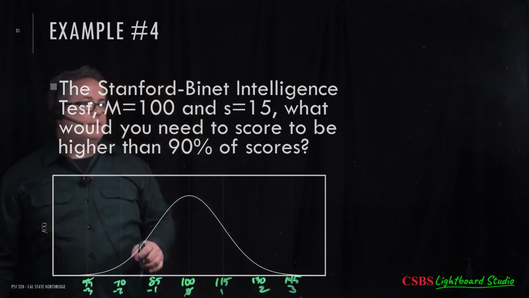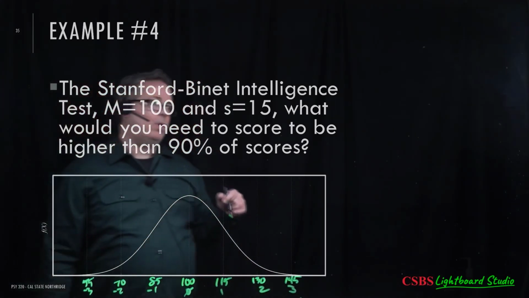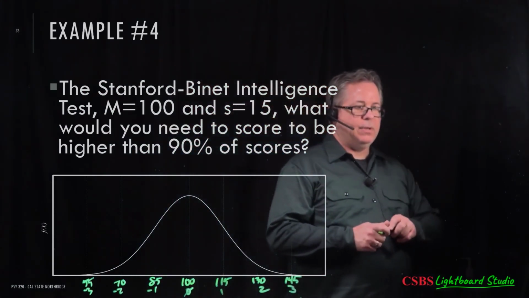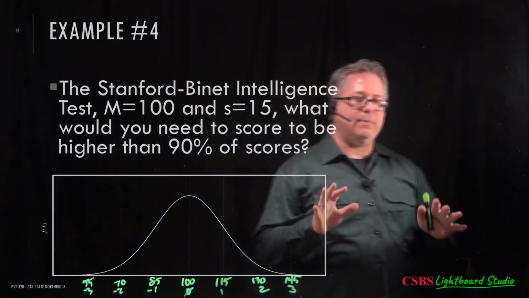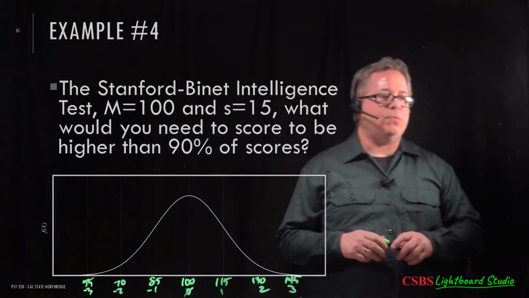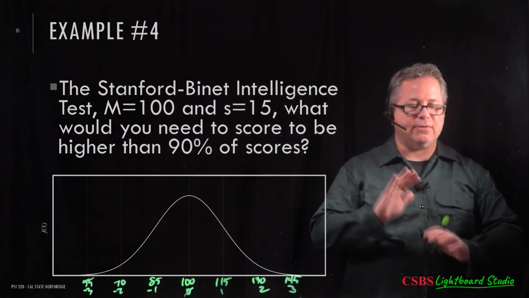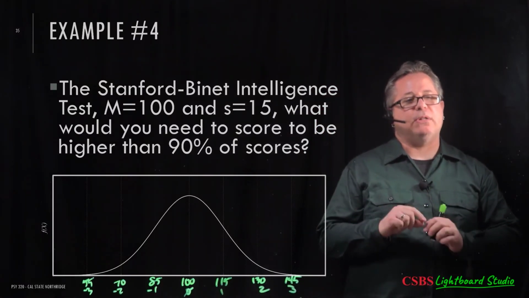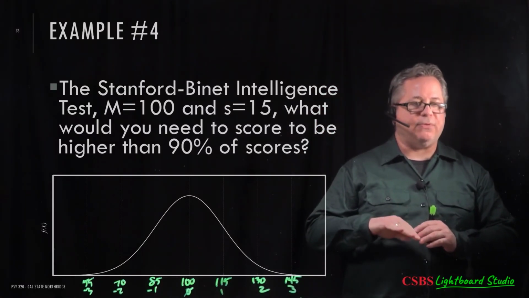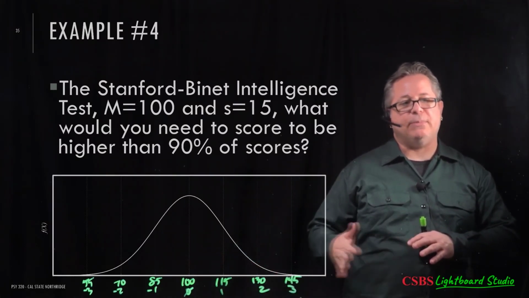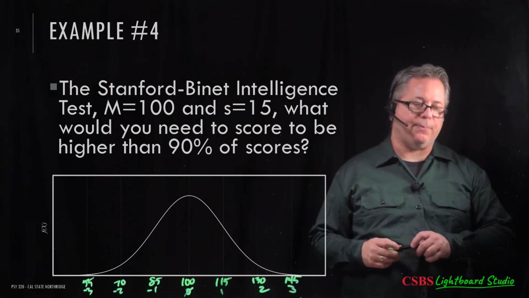Okay, so this one's a little bit different. What would you need to score to be higher than 90% of scores? So, let's take a little interpretation. Another way of phrasing this: what score would you need if you wanted 90% of scores below you? What score do you need to have for there to be 90% of the distribution below your score?